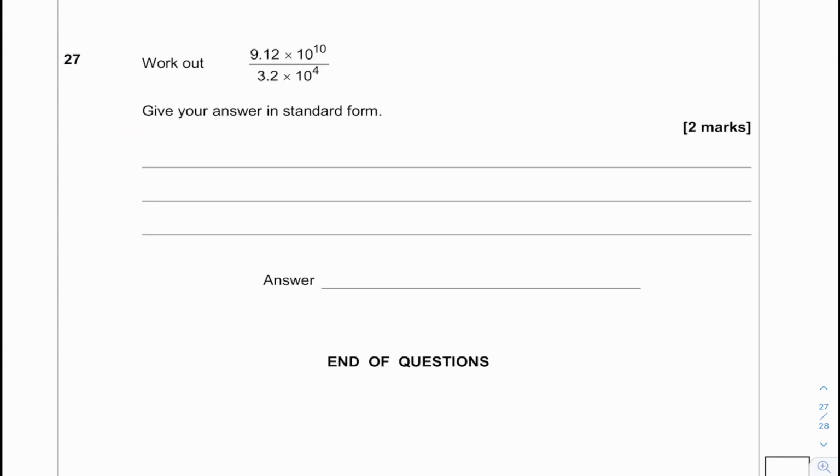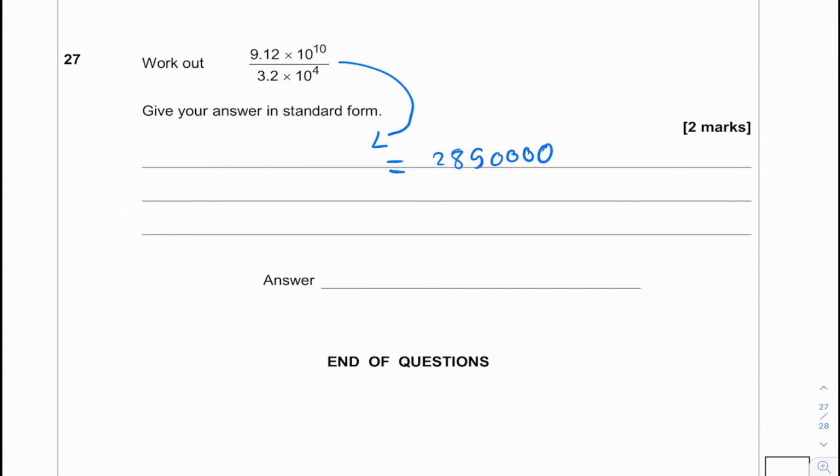Question 27 is quite an easy one to end with, so all we have to do is work out 9.12 times 10 to the 10 divided by 3.2 times 10 to the 4 and give our answer in standard form. So all we have to do basically is put this into our calculator, so fraction button, and then 9.12 times 10 to the 10 divided by 3.2 times 10 to the 4, and when we do this, I'll just do an arrow, but in the exam you should rewrite this expression. I'll just say this is equal to 285, and then we've got 4 zeros that follow on.